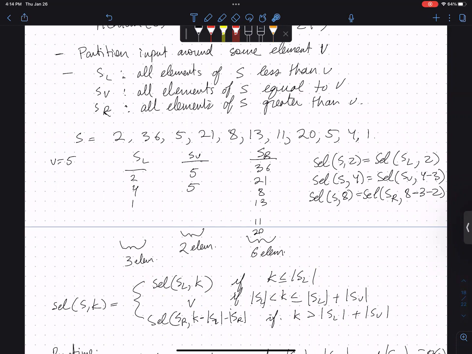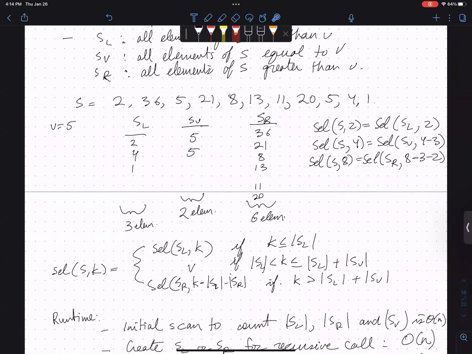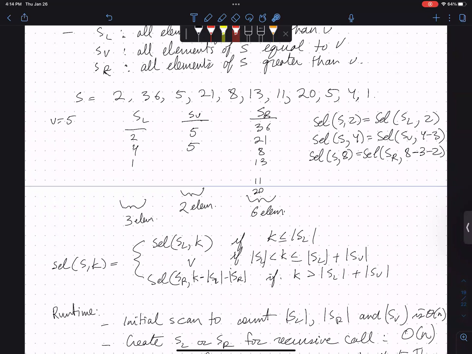To do that, let's say I need to make a recursive call to the smaller elements, I go through this array again and construct this subarray of elements smaller than 5. And that's it. When I get to an array of size 1, then I'm done. I don't need to make any more recursive calls. But maybe I don't even reach that. Maybe I get lucky and the pivot I pick is actually the kth smallest element.